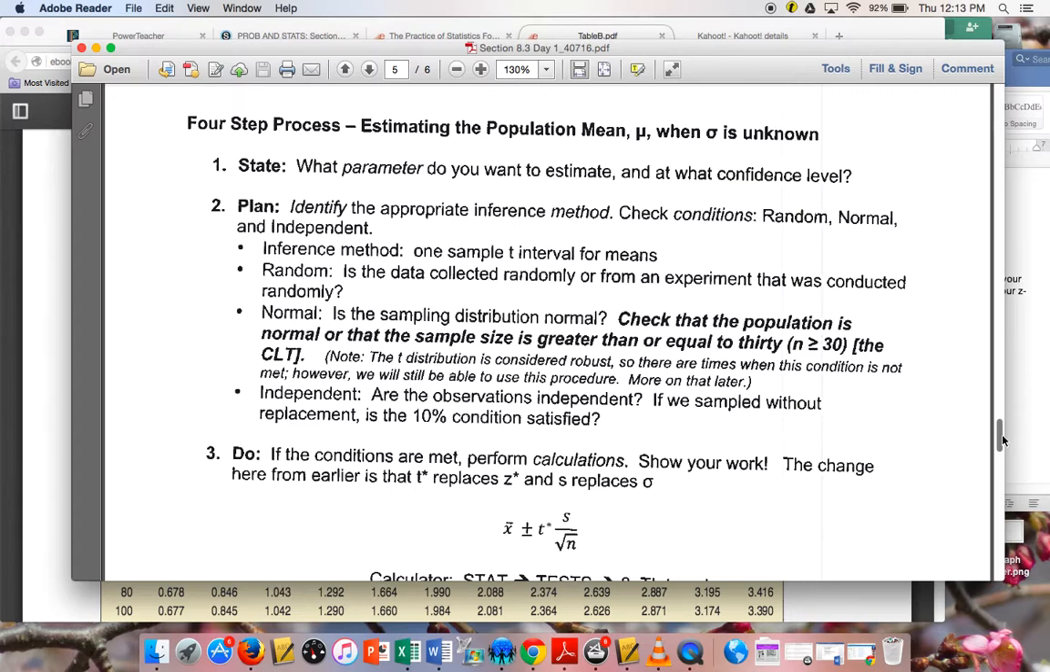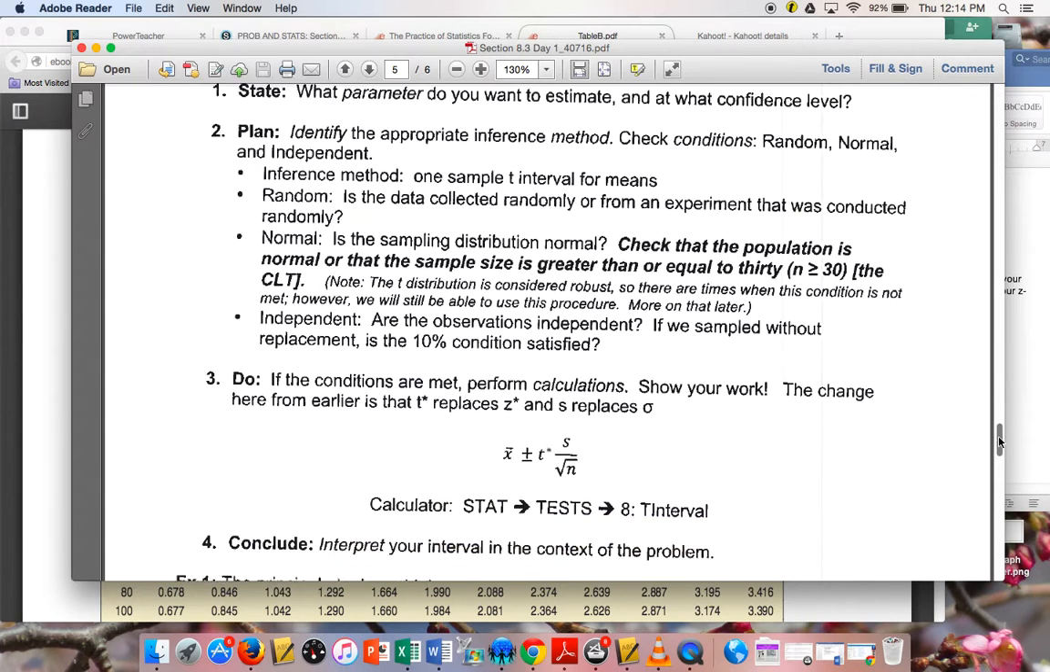The only thing that's kind of different here about the t-distribution, well, a couple things. One, obviously, we're going to say a one sample t interval for means. The sampling distribution, the idea still is the same there. But when we use the t-distribution, it's considered robust. So there's times when this condition is not met. However, we're still safe to use the procedure, but I'll do more on that later.